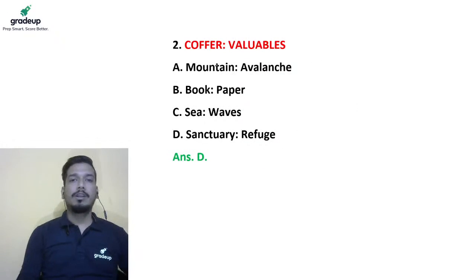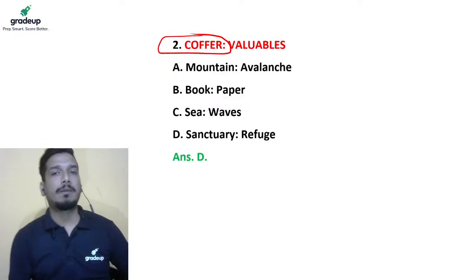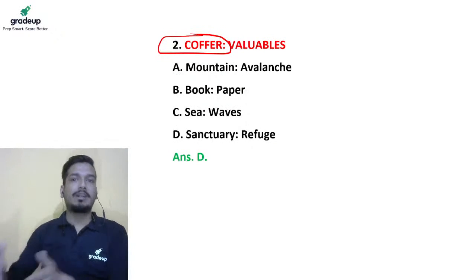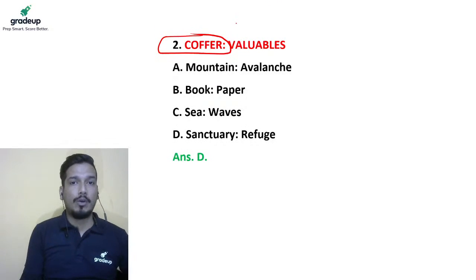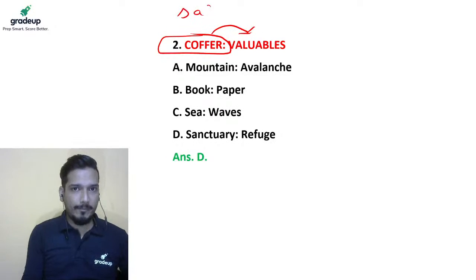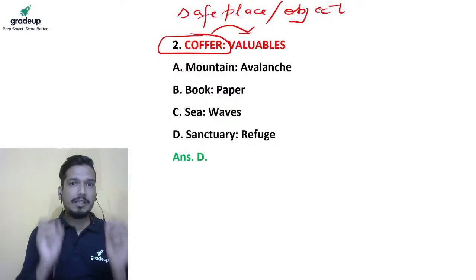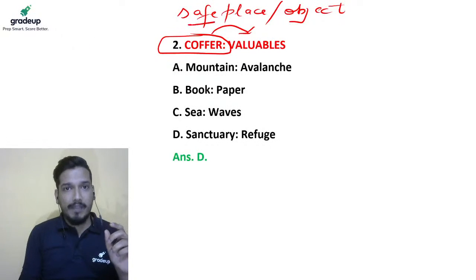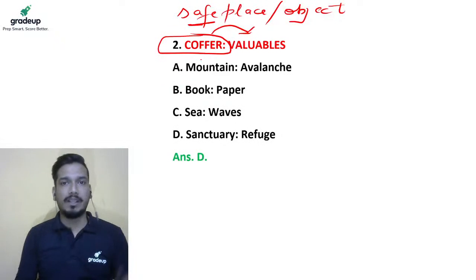Let me explain. Coffer. You people might have read some news pieces which say that the government is filling its coffers, right? So coffer actually is an object which is used to store. It's a safe place or object to store the valuables. Safe place is the key. Else, if you don't pay attention to safe, you might end up marking B and B is wrong.